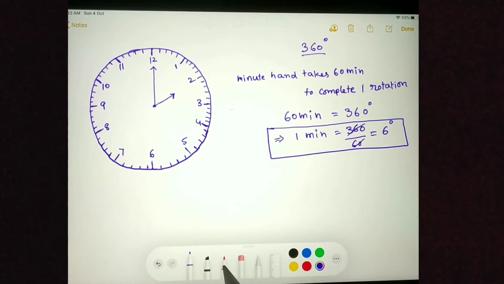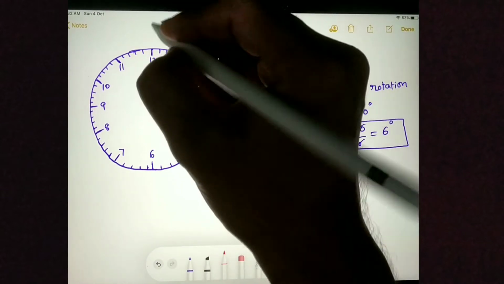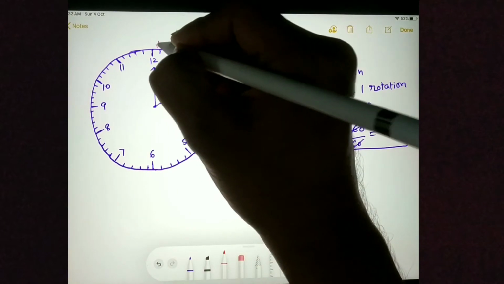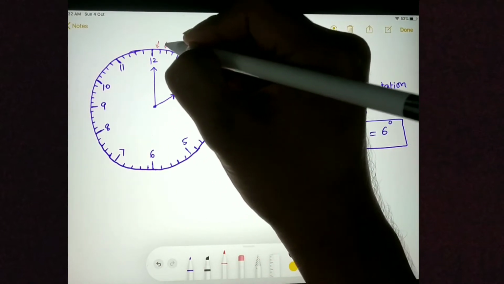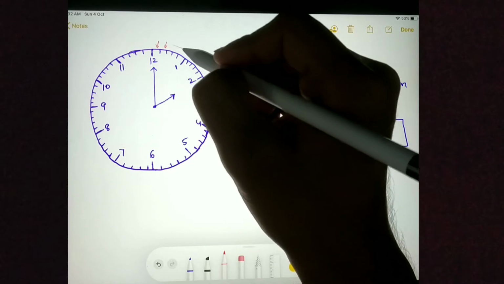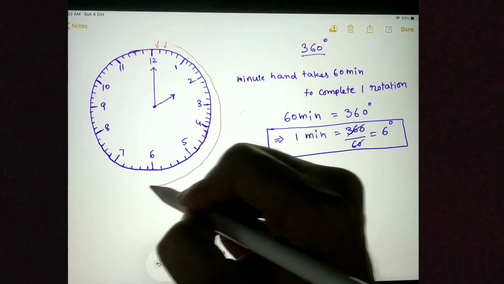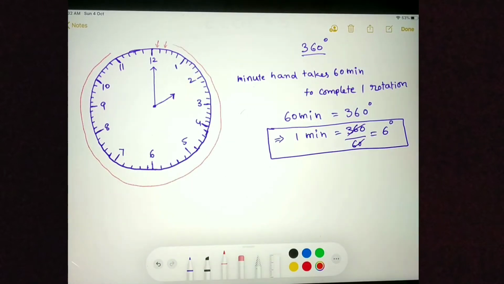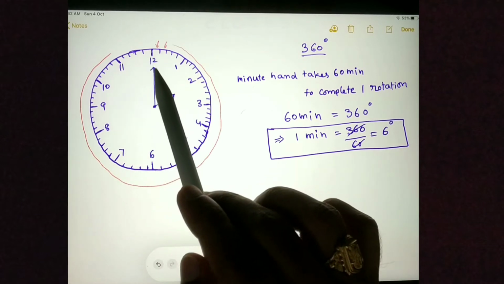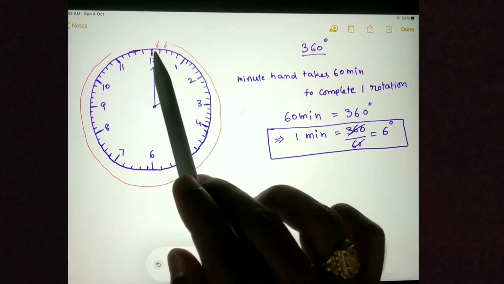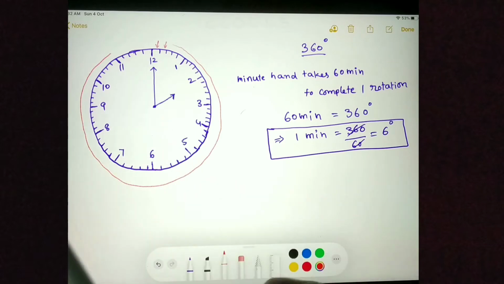In a clock we have a total of 60 minute spaces. For example, this is 1 minute space, this is another minute space. Like that we have a total of 60 minute spaces in our clock. So in a minute, the long hand travels 6 degrees.